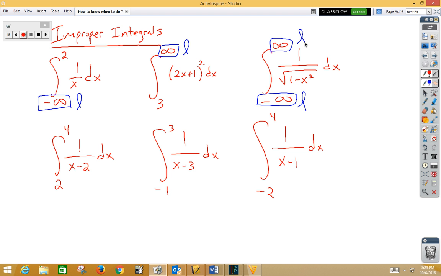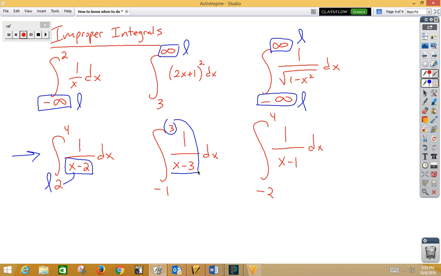Down here on the bottom, these are the ones that AP is going to trap you with. If you're not paying attention, you're not going to notice that this function is undefined at 2, so your L is going to go there. In this problem, again, your top bound is undefined.